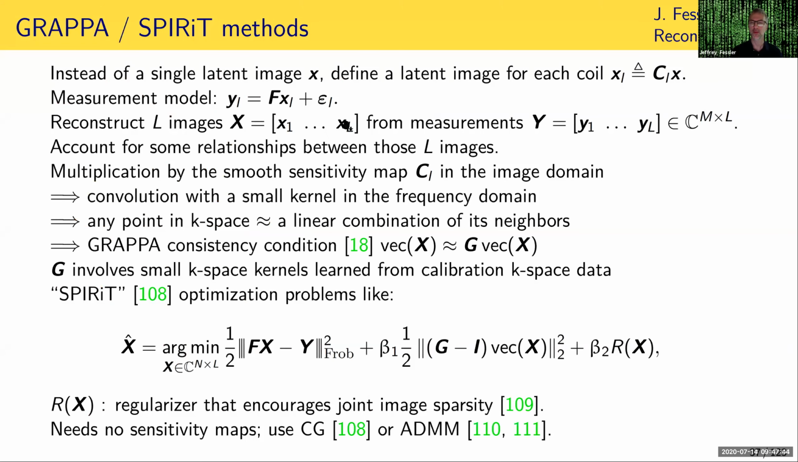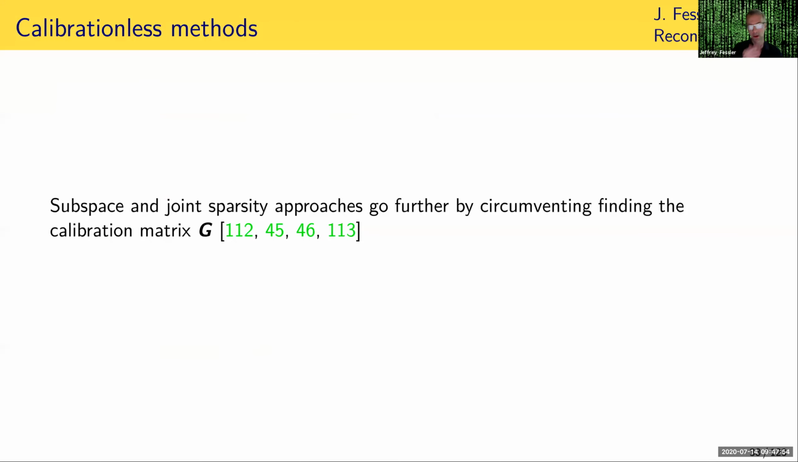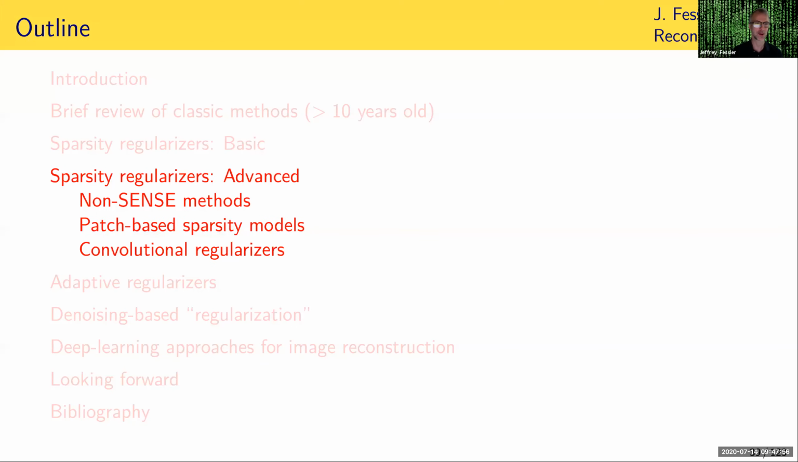I just want to acknowledge, I've been focusing on the SENSE framework, and there's a whole family of methods that are based on k-space-based models instead of image-based models called graph methods, and I'll give you those references if you want to look into them. And there's also calibration methods. Now I'm going to get into the more advanced sparsity models.